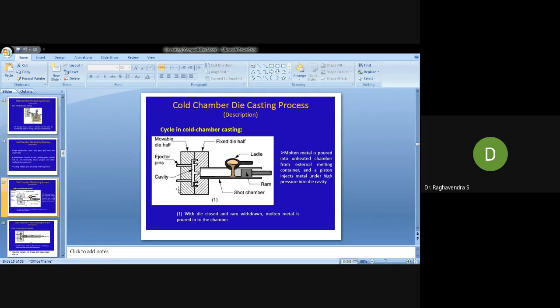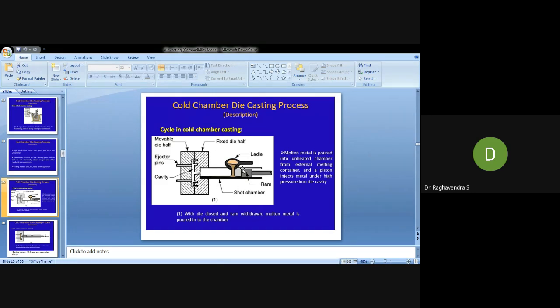Then what is the cold chamber, sir? Cold chamber. Look at this. Somewhere there is a furnace. They bring the molten metal in a ladle and pour it here. This ram, this plunger, will move like this. Here it will fill. Means the hot chamber is not there here.